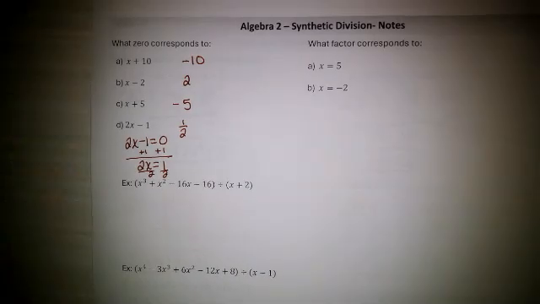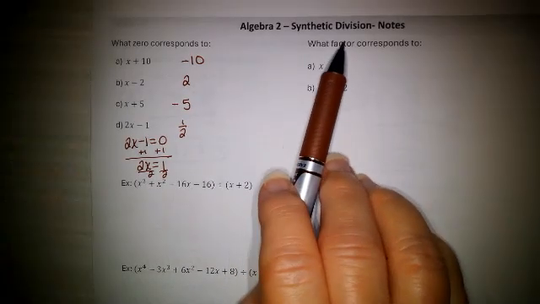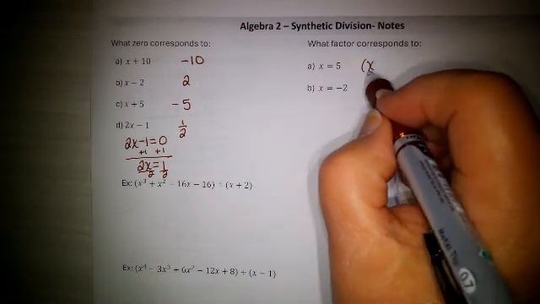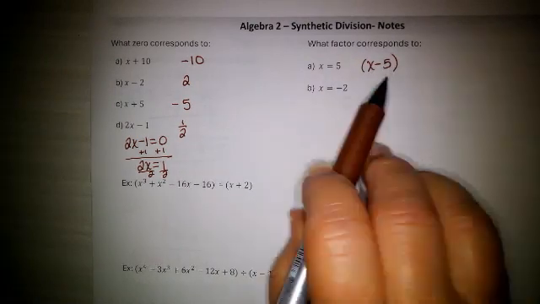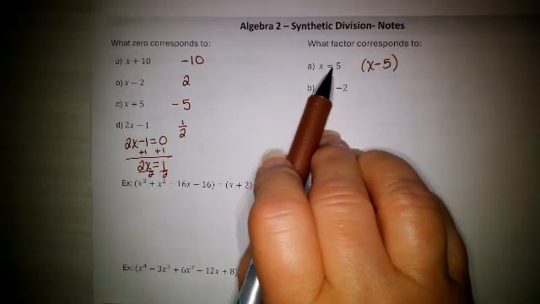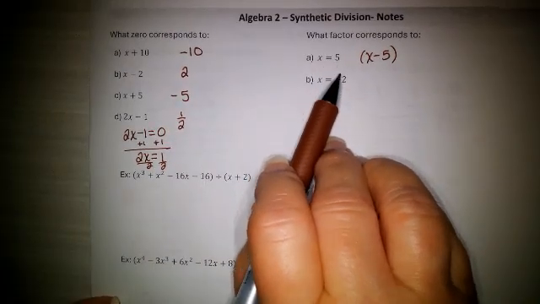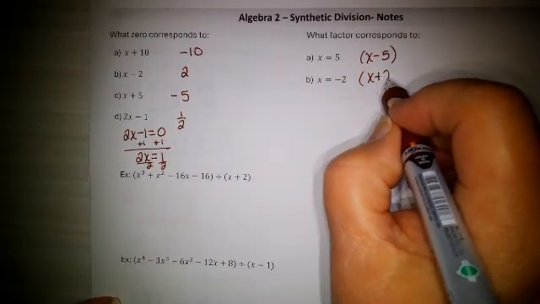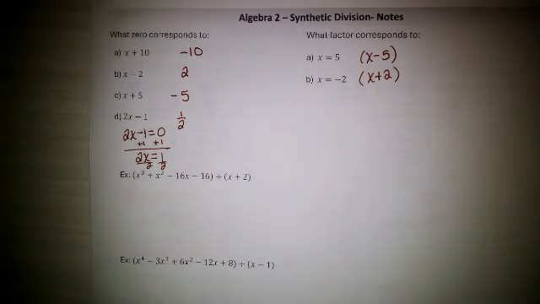Now let's flip that. If x is 5, what was the factor that came from? Well, it came from x minus 5. That's how I made it. A zero of x equals 5. How about negative 2? That came from x plus 2.